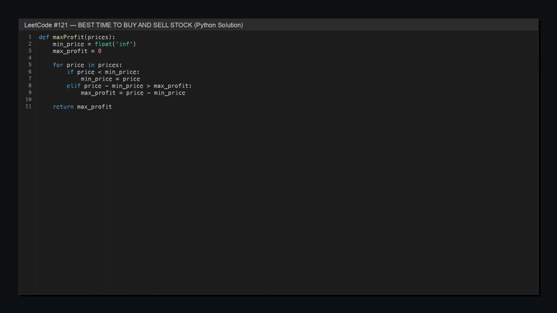As we iterate through each price in the prices list, we check if the current price is lower than min price. If it is, we update min price to this new lower value. This ensures we always have the minimum price up to the current point. Next, we calculate the potential profit by selling at the current price. If this profit exceeds our recorded max profit, we update it. This simple yet powerful strategy embodies the core principle of trading: buy low, sell high. The algorithm requires only a single pass through the data, using a constant amount of extra space, showcasing an efficient approach to solving this problem.